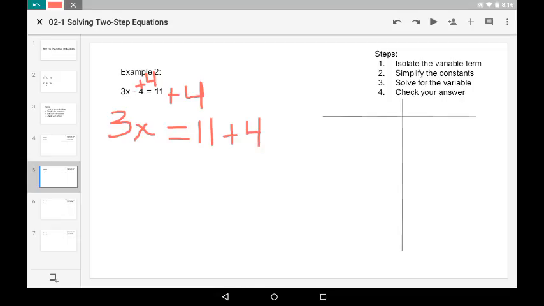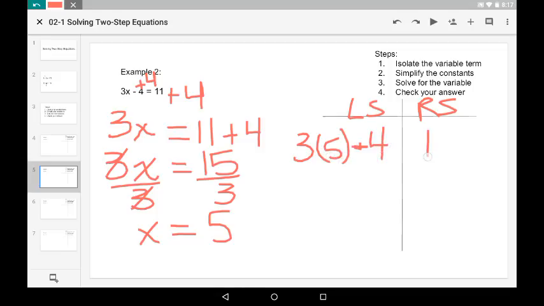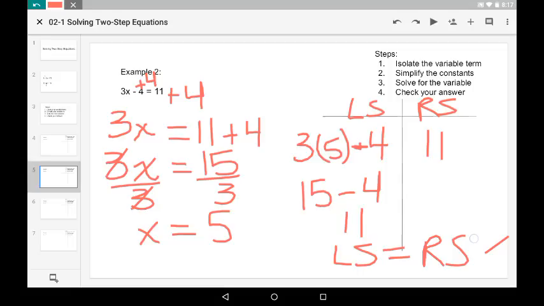So we've isolated our variable. Now we're going to simplify the constants. 3x is equal to 15, which is 11 plus 4. Solve for the variable. We're multiplying by 3, so we'll divide both sides by 3. That will cancel it on the left side, and we'll be left with x equals 15 over 3, which is 5. We'll do our left side, right side check, and we'll get that 3 times 5 minus 4 is 11. 3 times 5 is 15 minus 4, and that is 11. So left side equals right side, so we've done it correctly.